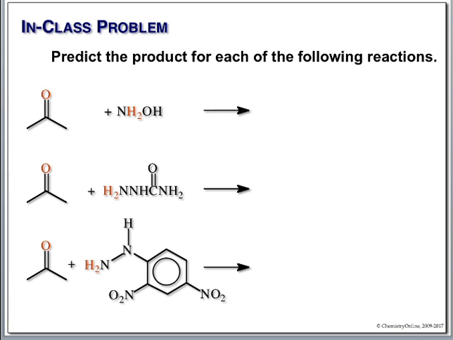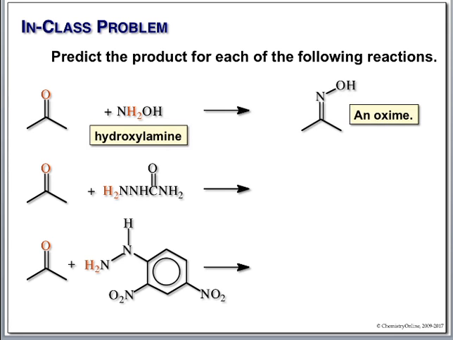Nitrogen attacks, we're going to lose water, H2O, and we form what's called an oxime. Typically, if you have virtually any carbonyl compound, add hydroxylamine, you can make an oxime very easily in solution. These are beautiful crystalline compounds, very nice to work with. Distinctive melting point, this is how you can identify what a ketone or aldehyde is.